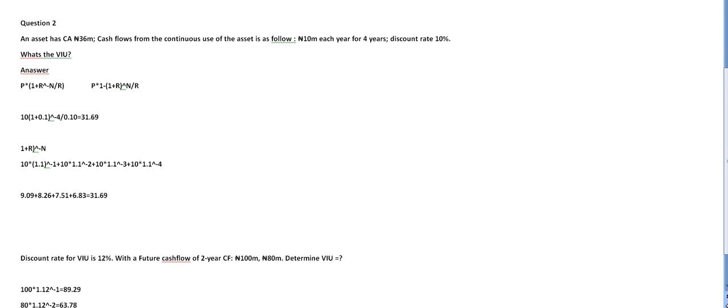So that is how to determine the present value of a cash flow. So now in this question, your value in use will be 89.29 plus 63.78. Is that okay? Now in this question, they did not give us the carrying amount of an asset, so we are not determining the impairment as it were. Is that okay?